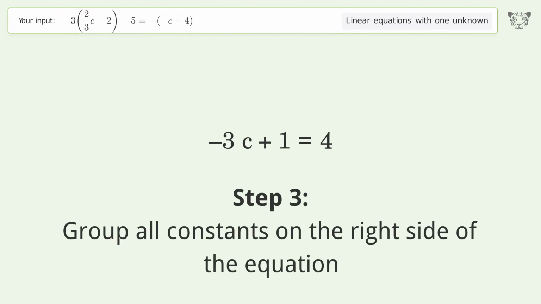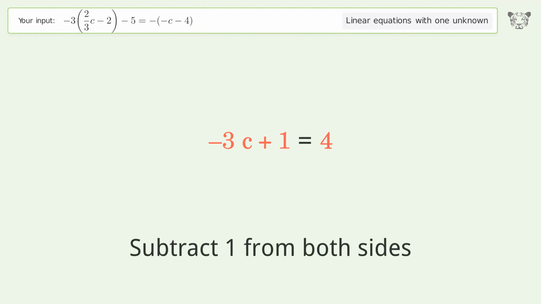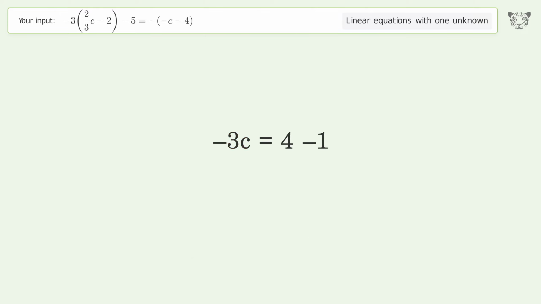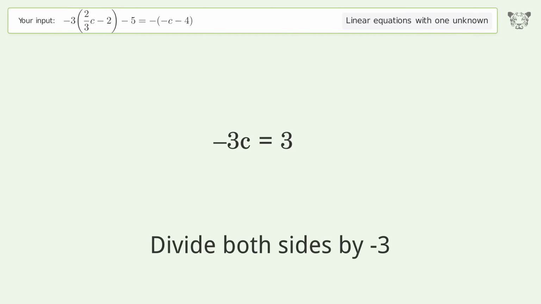Group all constants on the right side of the equation. Subtract 1 from both sides. Simplify the arithmetic. Isolate the c. Divide both sides by -3.